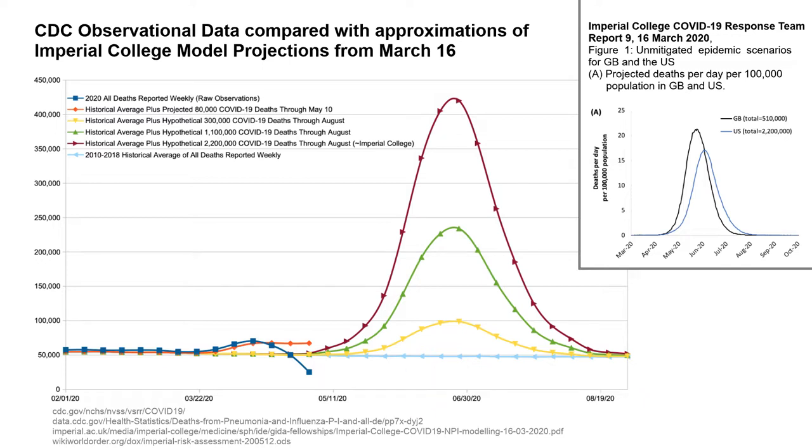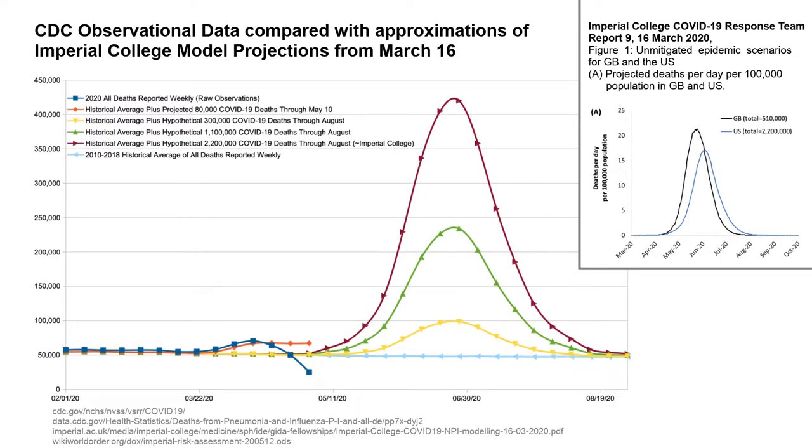In this graph, the dark blue line on top is the raw observational data for all deaths reported weekly in 2020, as of May 8th. The most recent few weeks in that observational data are clearly missing a lot of reports because the Worldometer's website has reported over 80,000 COVID-19 deaths in the US cumulatively. So I've manually constructed the orange line as a projected artificial fabricated fake set of COVID-19 deaths, which represent the ballpark shape of 80,000 excess COVID-19 deaths through May 10th, stacked on top of the historical average of all deaths reported weekly.